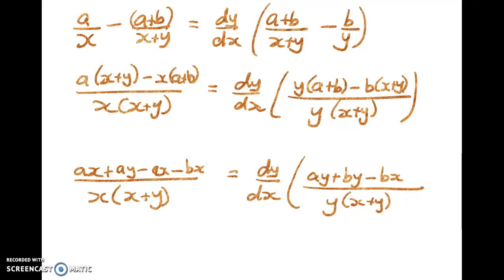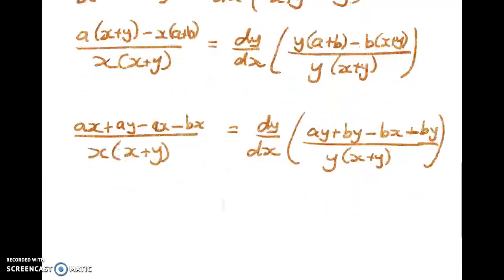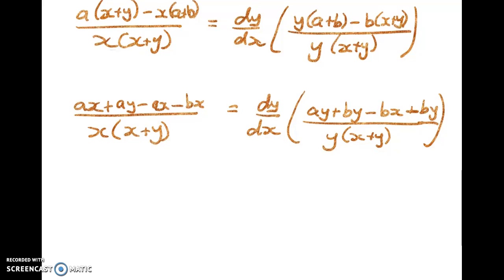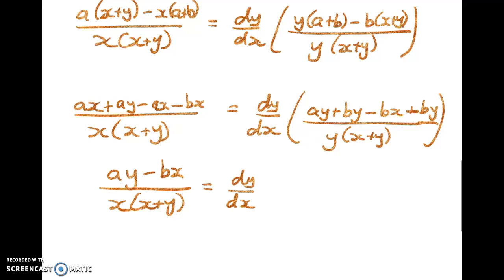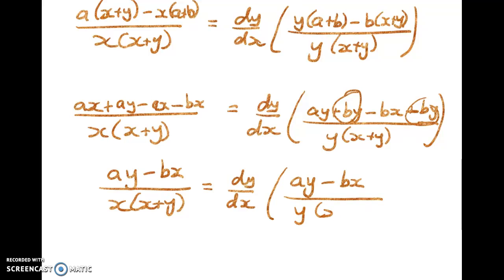Right, here up the top, what have we got there? Well, we've expanded all of that, and lots of that's going to disappear. So here we've got ay minus bx over x times x plus y is equal to dy by dx. Well, these are going to go, leaving me with ay minus bx. So I'm starting to like this a lot, over y times x plus y.